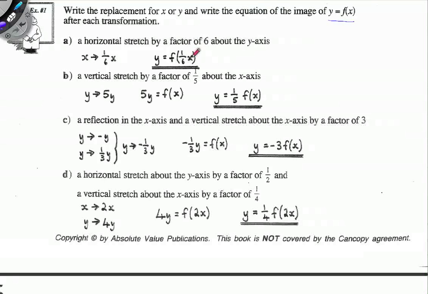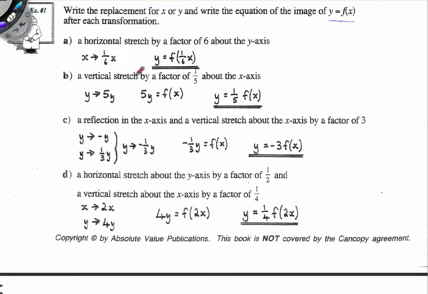That 1/6 will go in here and replace the original x. And because it's beside x, it does the opposite of what you'd expect. Instead of a compression, it's actually an expansion by a factor of 6 about the y-axis. That makes it a horizontal stretch. So it's getting elongated along in the direction of the x's, in both negative and positive, depending on where it's located.